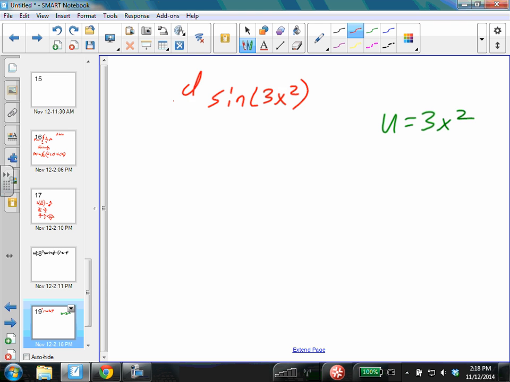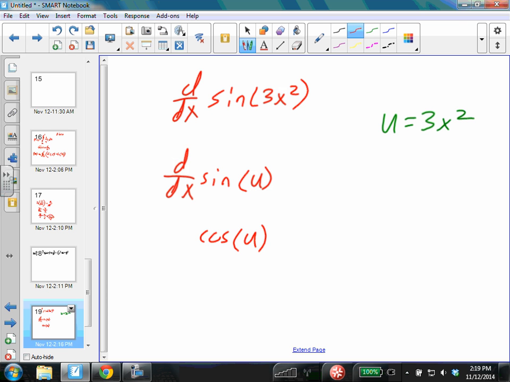Okay, so let me just make sure I get my notation up here. We're trying to take the derivative of sine of 3x squared using the chain rule, but we're going to do a u substitution. So we're saying that u is going to equal 3x squared. So now we're trying to take the derivative with respect to x of sine of u. Okay, so we're just trading out that u. So we trade out the 3x squared for the u, and now this is what we have. And what's the derivative of sine? Now that's really simple. It's just what? Cosine of u.